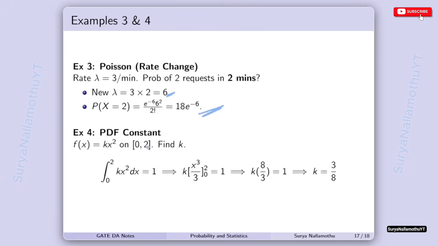And the next one is the PDF constant. f of x is equal to kx squared on the interval 0 to 2. Find the k value. So the interval is 0 to 2. By applying this function, we need it to equal 1, because the probability distribution function total over the 0 to 2 range is equal to 1. It is the standard rule. By applying this, we get the k value. So this is the answer for the GATE exam. You need to remember these types of simple tricks. Then you can answer any 5 or 6 questions related to these topics.